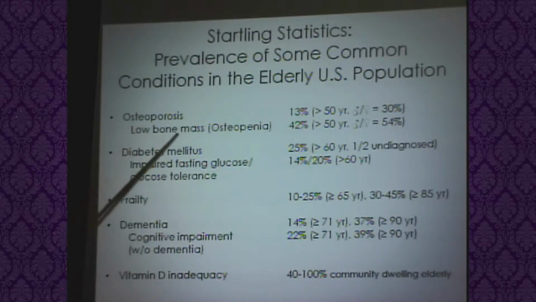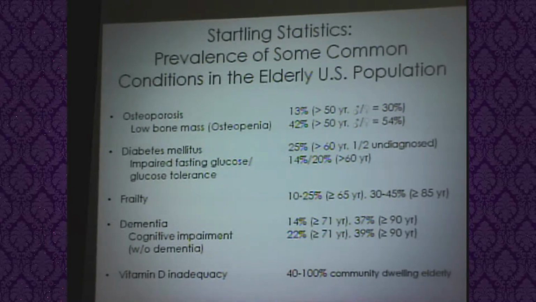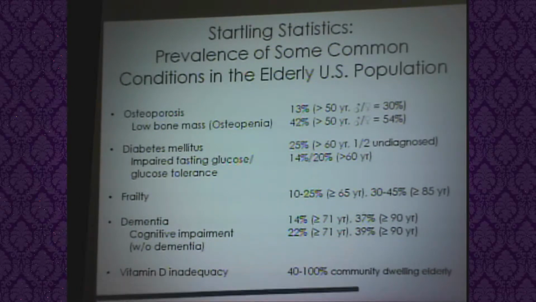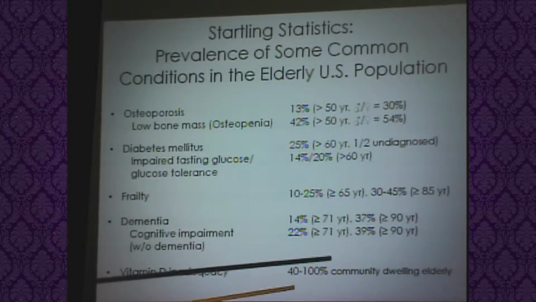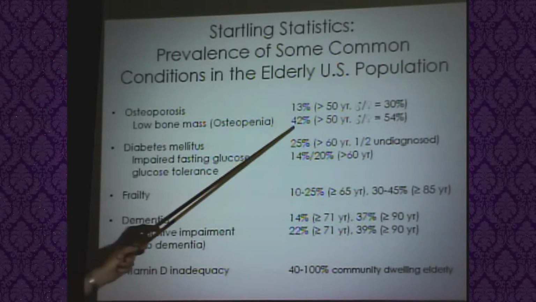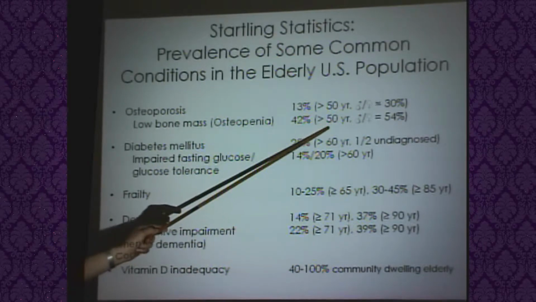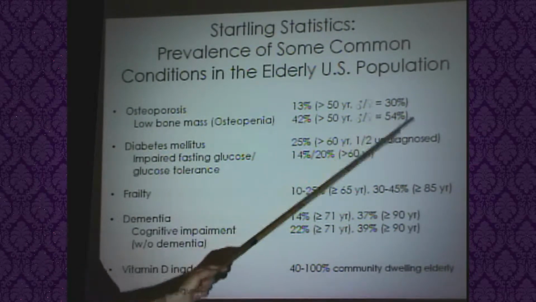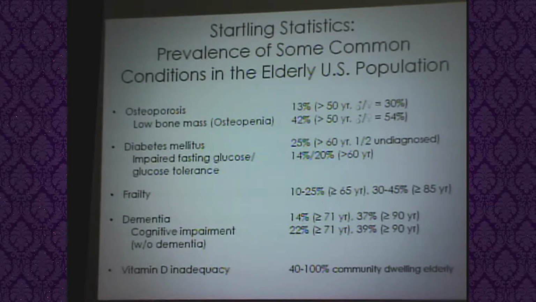And if you look at low bone mass or osteopenia, defined by bone mineral density measurements by the World Health Organization and osteoporosis associations, you have 42% of the population over 50 has some degree of bone loss, and 50% of that is men, which is really surprising.